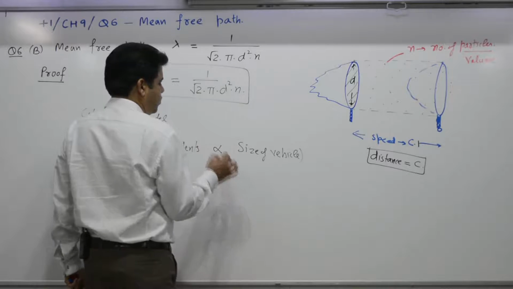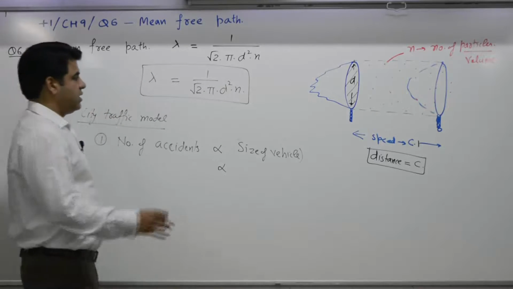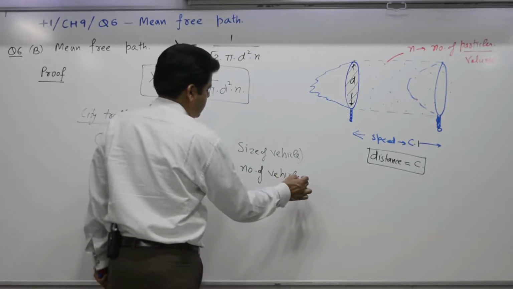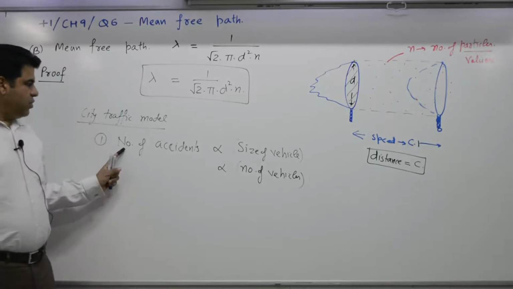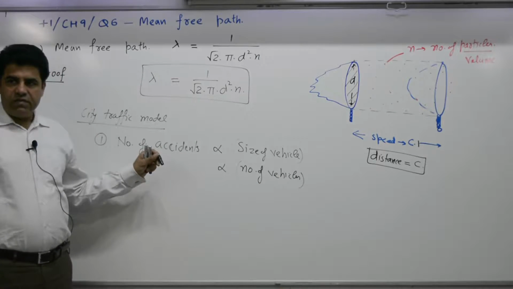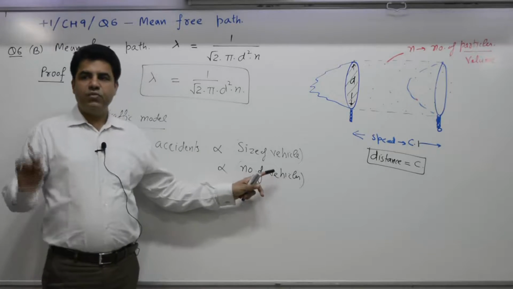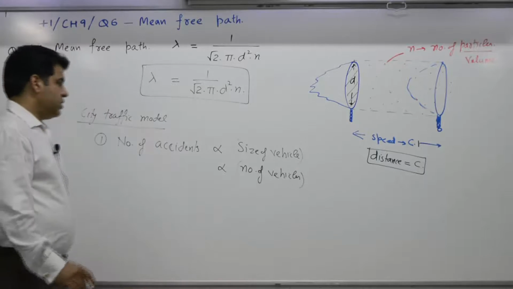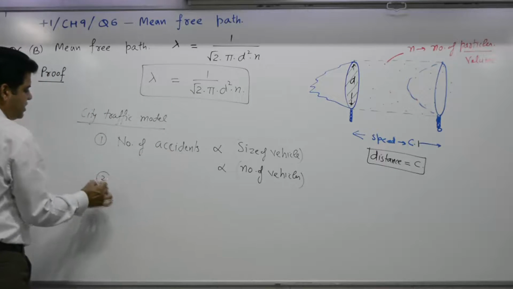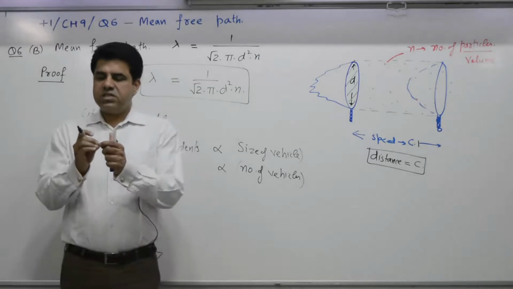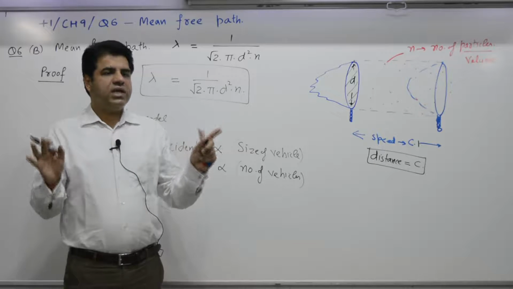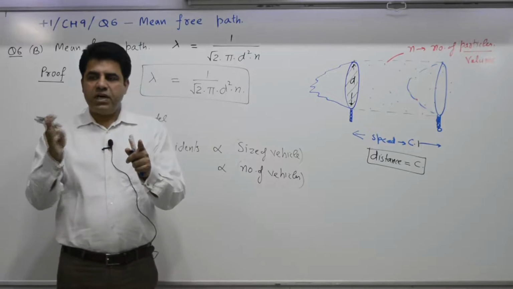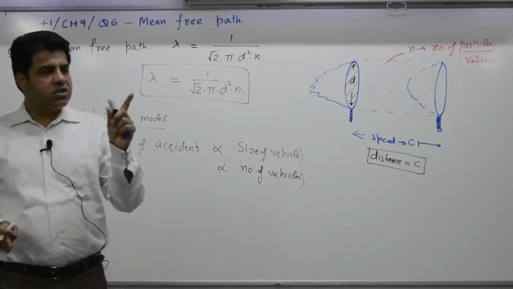It is proportional to number of vehicles also. So number of accidents taking place in a city will depend on, if there are more vehicles in the city, more accidents will take place. If the size of the vehicle is large, even then the accidents will be more. Reverse of this, if there are more accidents, mean free path, distance between two accidents will be less. In a metro like Delhi, you have more accidents. So mean free path, path free from collision, free from accident is small.